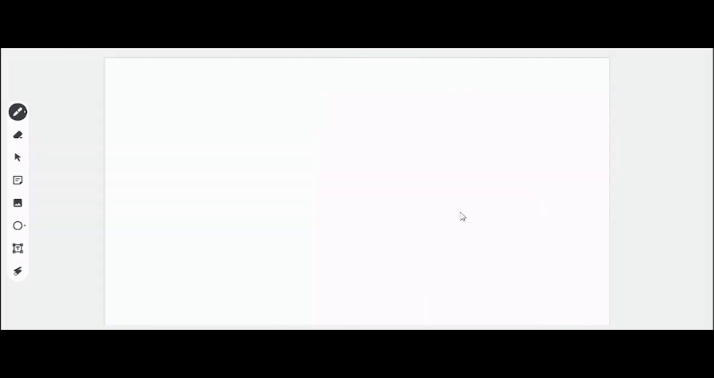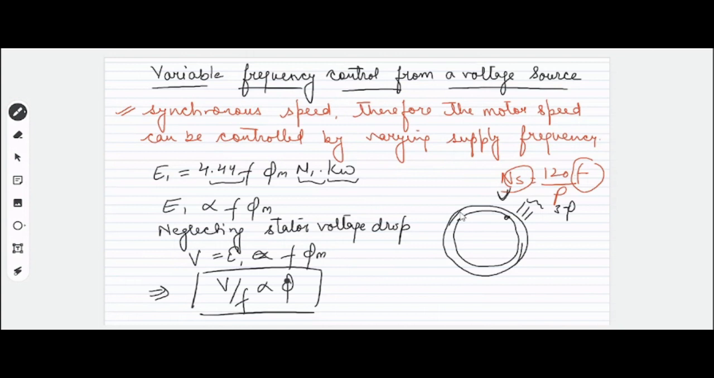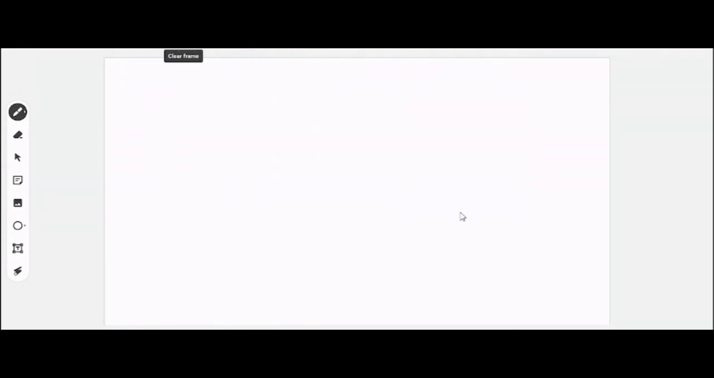Now, what is the relation of these two? Why am I telling you that this relationship goes along with this one? There are two relationships. One says that by varying the frequency, we can vary the speed. And the other says that if we vary the frequency, your flux is going to vary.